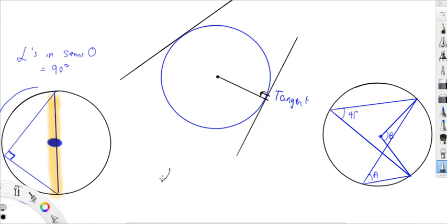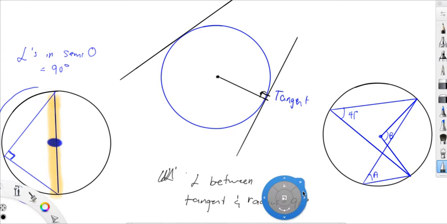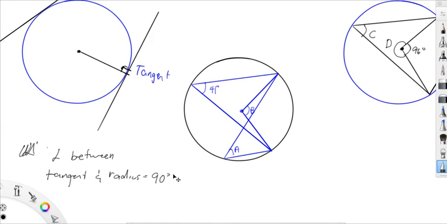So, how does the rule go? Oh yeah, it goes: angle between tangent and radius equals 90 degrees. Sorry, I momentarily forgot again.